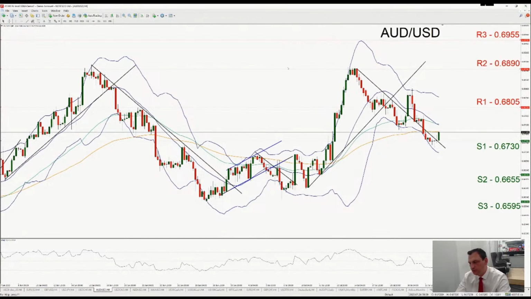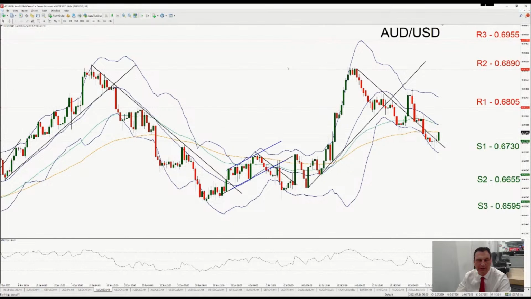But temporarily, yes, I would be switching my bearish bias in favor of a sideways motion outlook, possibly just above the S1, 0.6730. On a fundamental level, I would be noting a couple of issues.